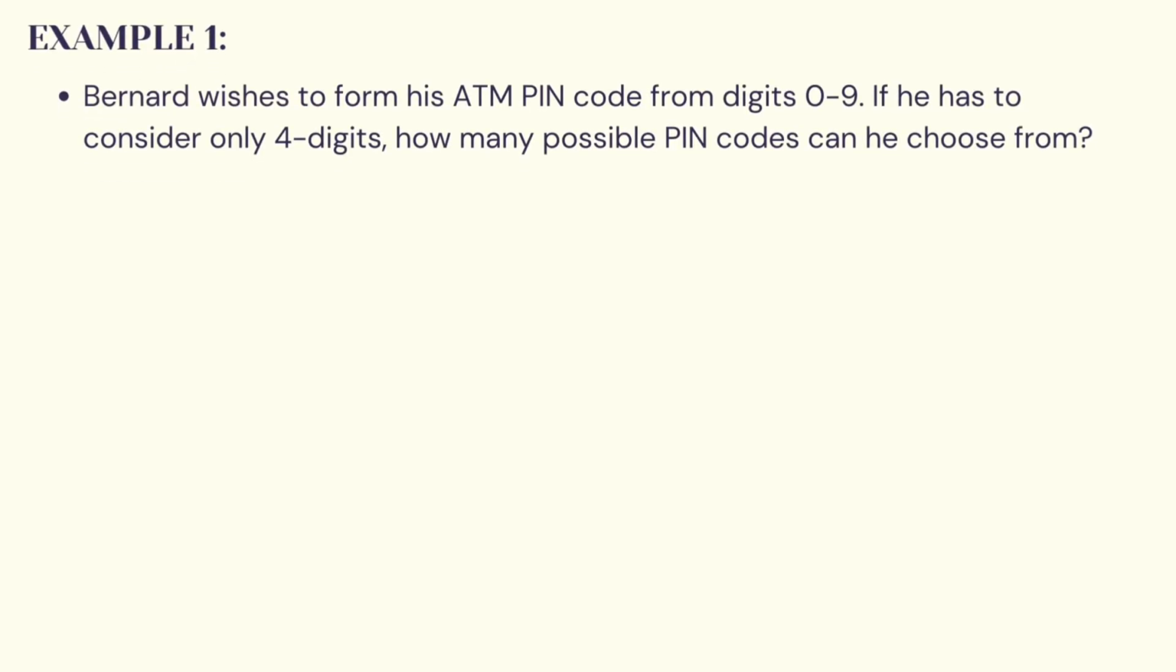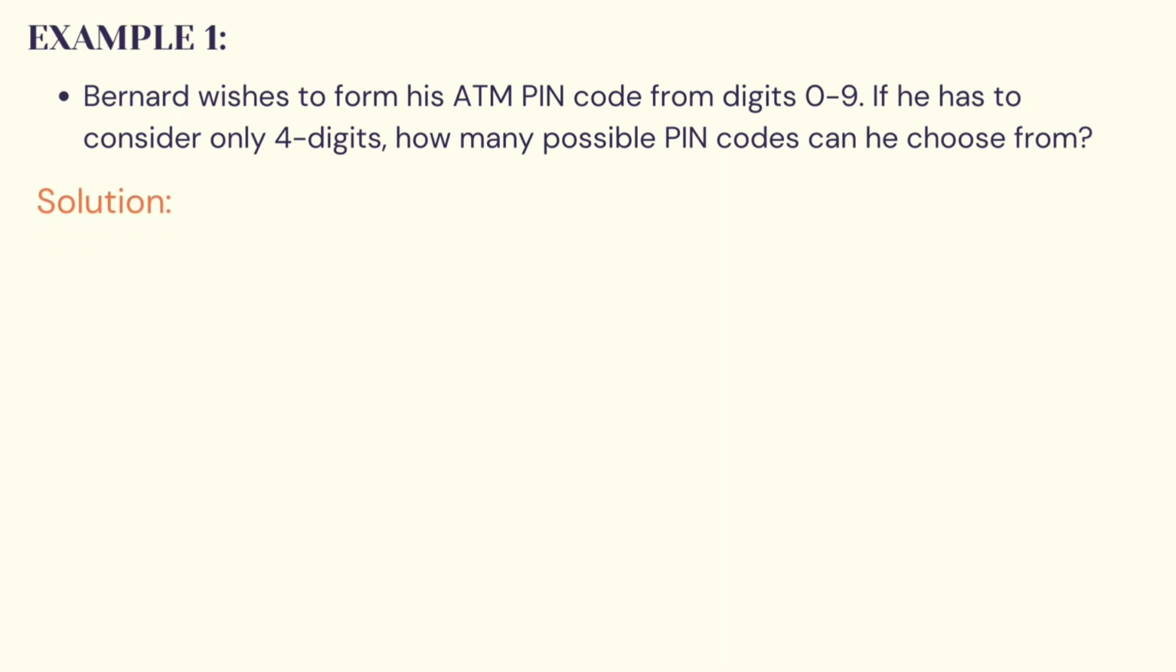Example number 1. Bernard wishes to form his ATM PIN code from digits 0 to 9. If he has to consider only 4 digits, how many possible PIN codes can he choose from? This problem is an example of permutation of objects taken r at a time.